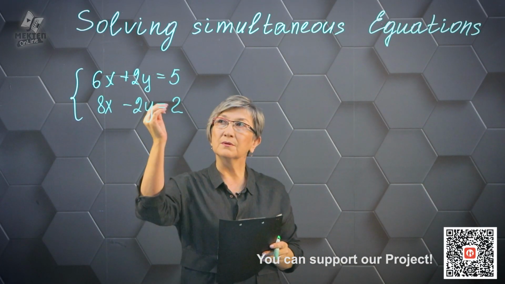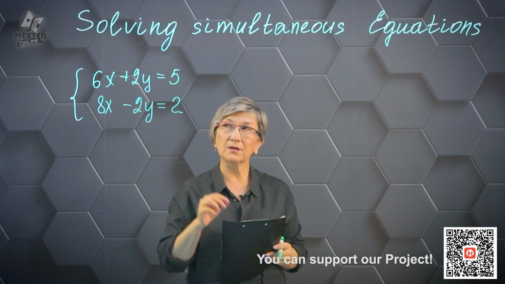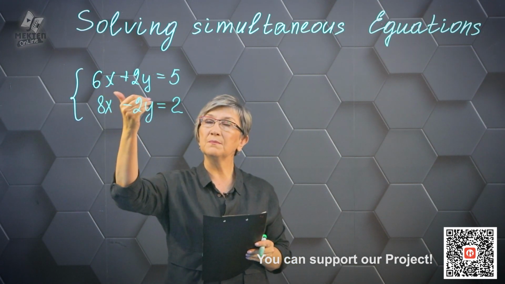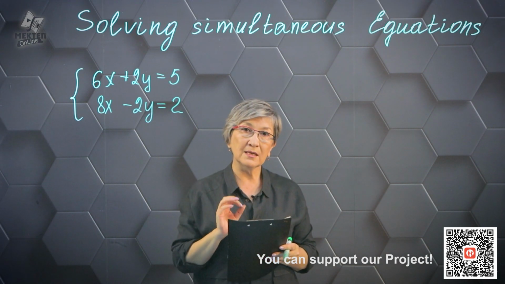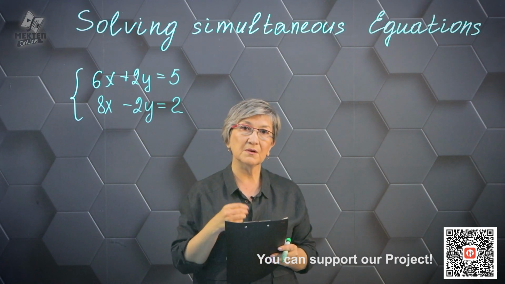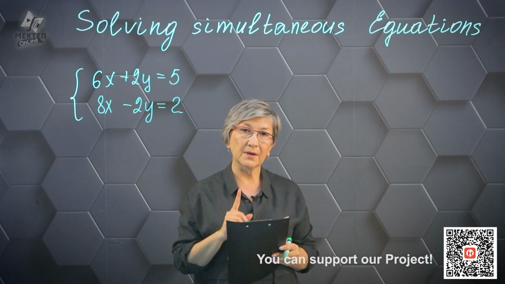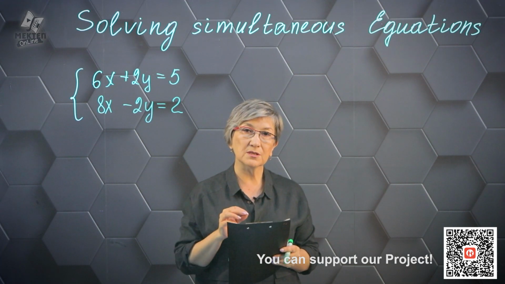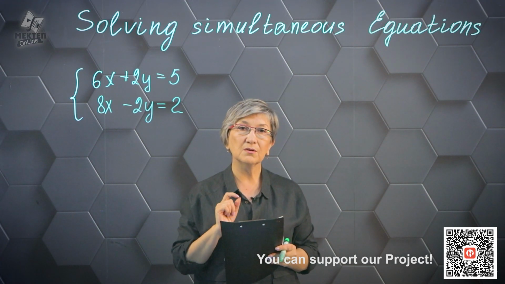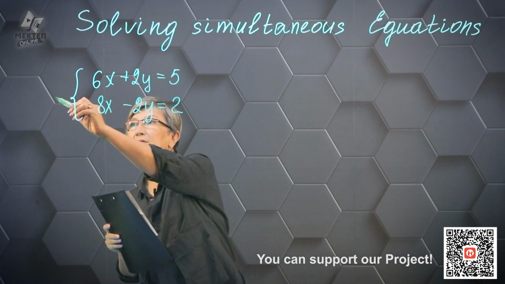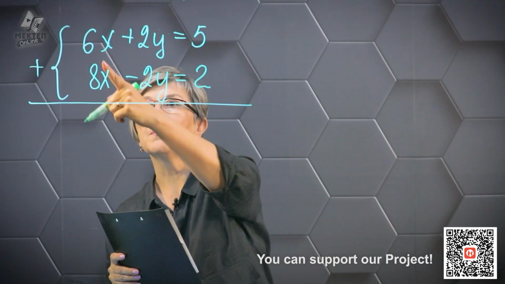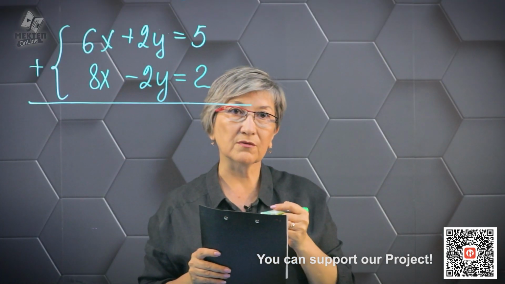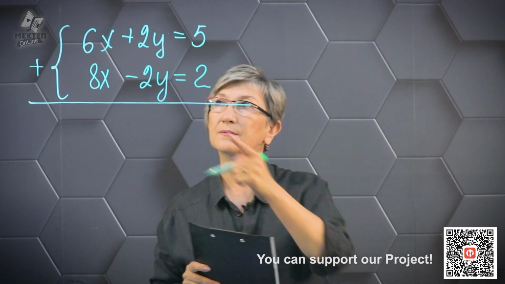We're not going to use the substitution method, because the variables in both the first equation and the second equation are not written with a coefficient of plus 1. So there's another way to solve the system of equations. To do that, I'll add the first equation to the second equation. What is the result?